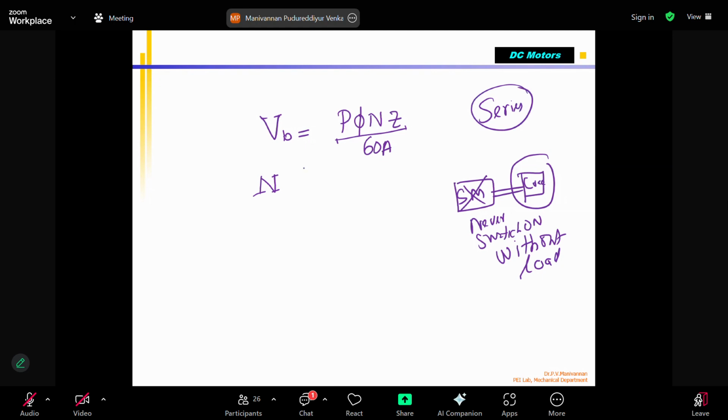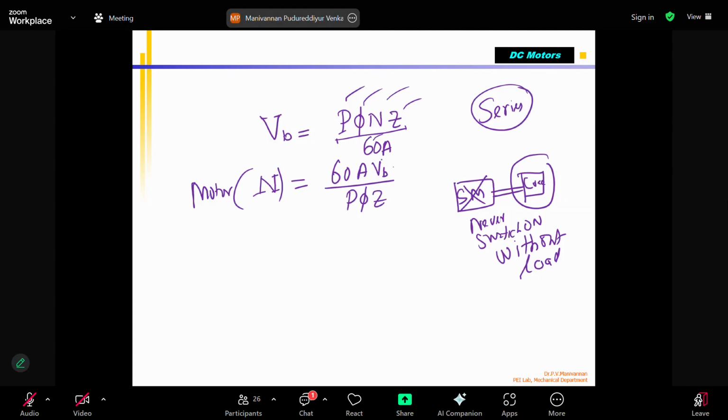Okay. Again, the equation for speed: the motor speed N equals 60A into Vb divided by PφZ. Z, A, all these things you already know. Same thing only, what we said: A is the number of parallel paths, Z the number of conductors, N is the speed of the motor, P is the number of poles, and φ is the flux. Once in the exam, these values should be given, and then you need to find out. Otherwise, you will be given whatever is necessary.